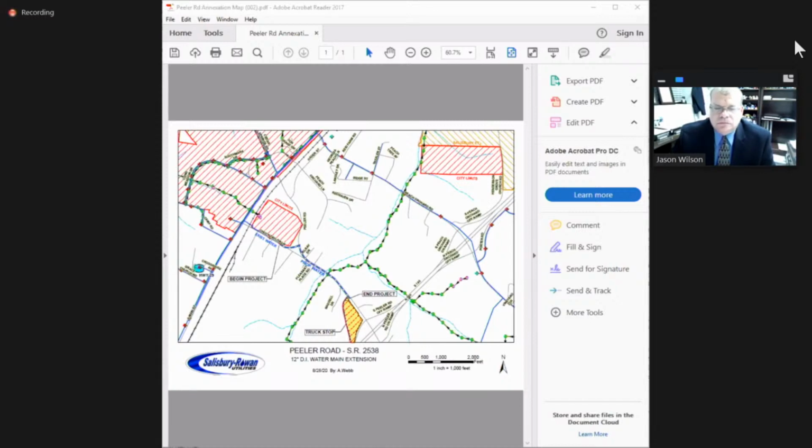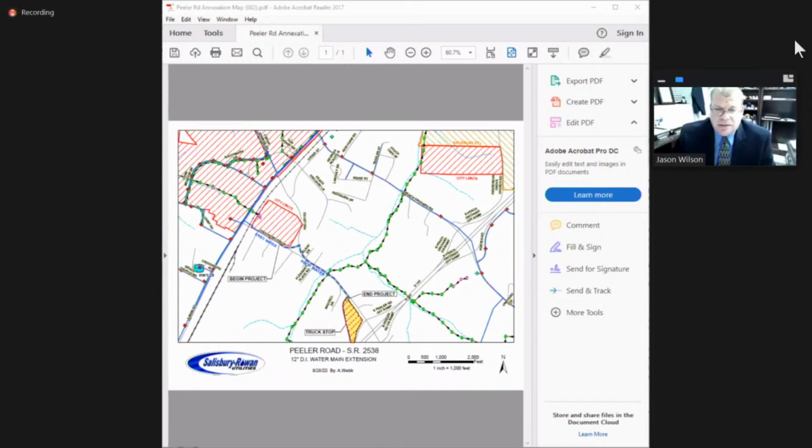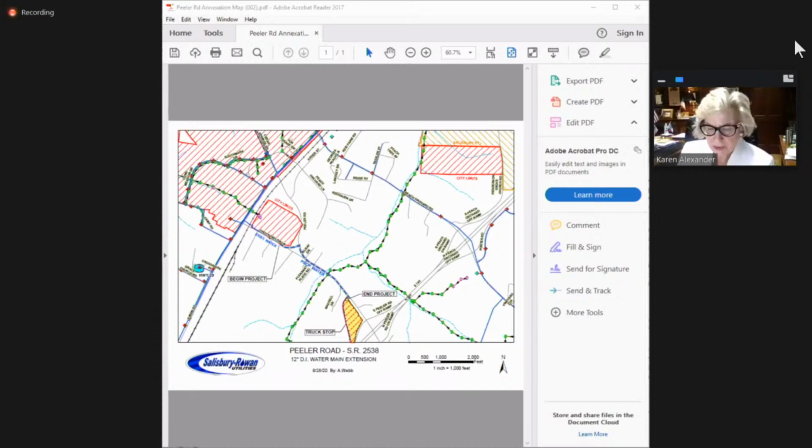Okay, very good. That's exciting. It's a lot of revenue. So what we're asking for today is just authorizing execution of this agreement with Pilot and the landowner. Okay, council, do you have any questions for Jason Wilson?